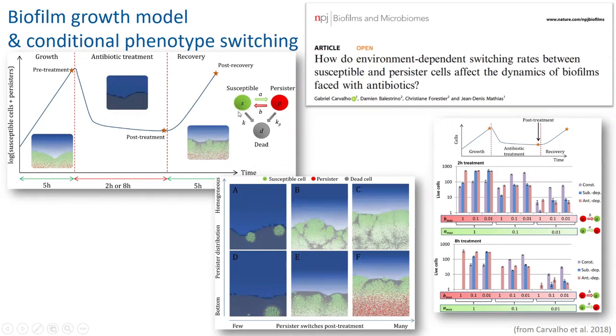One is sensitive to the antibiotic treatment, so it can die if the antibiotic hits it. And there are the so-called persisters. These are ones that have lower growth rates, but they are much less likely to die from an antibiotic shock. And then, of course, these can all go to a dead state.